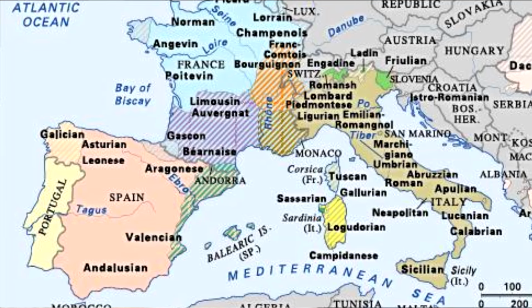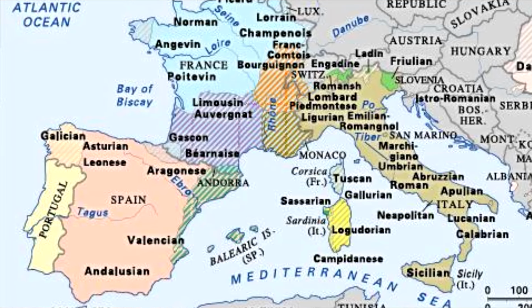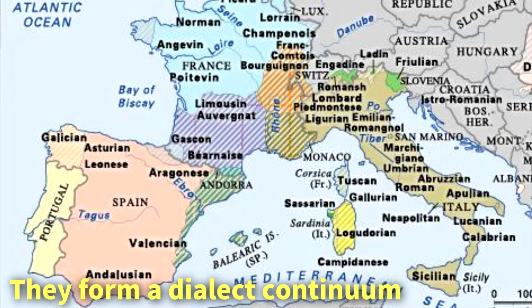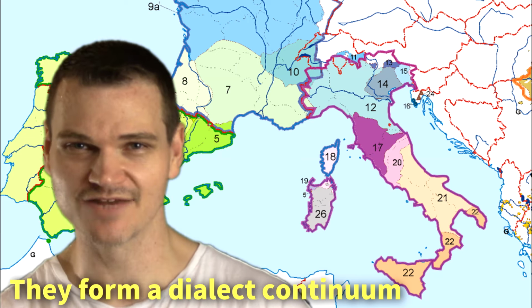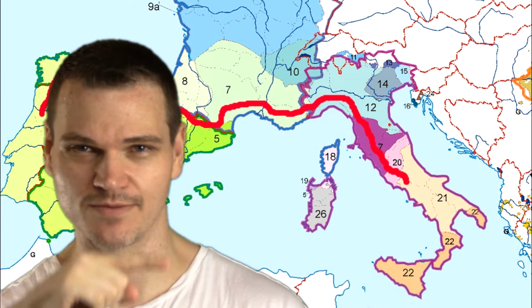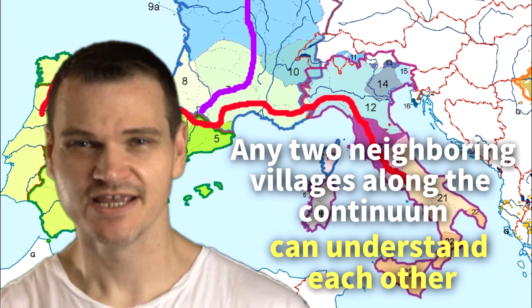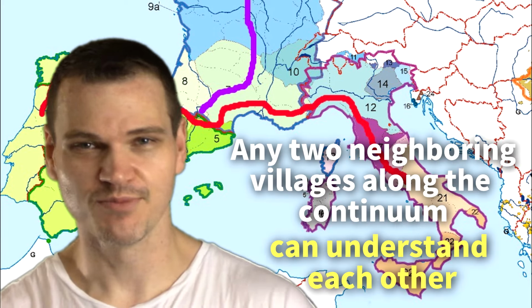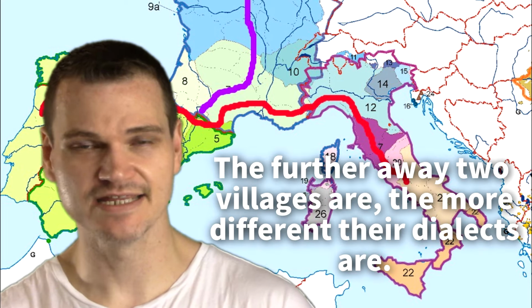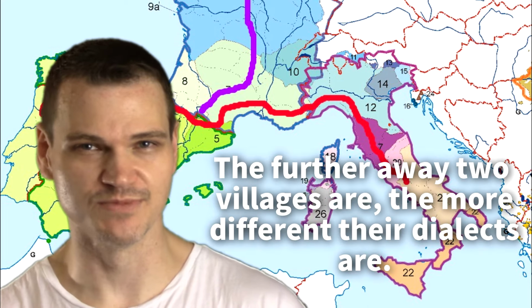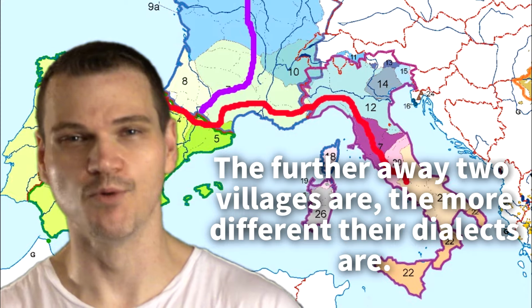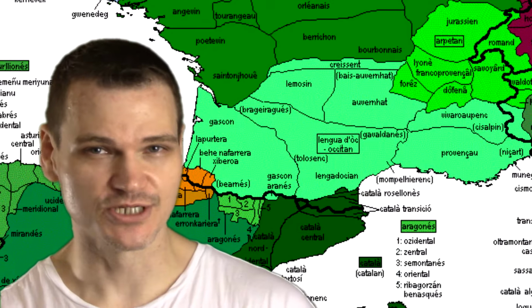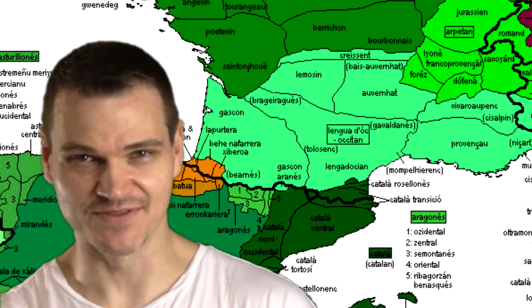It's hard to count the number of Romance languages in existence because they form a dialect continuum. That means that if you draw a line from Portugal to Italy or from southern France to northern France, any two villages along the way would be able to understand each other. But if you move further along that line, it becomes more difficult for them to communicate because their dialects become more divergent. So it was difficult to determine where one language ended and the other began.